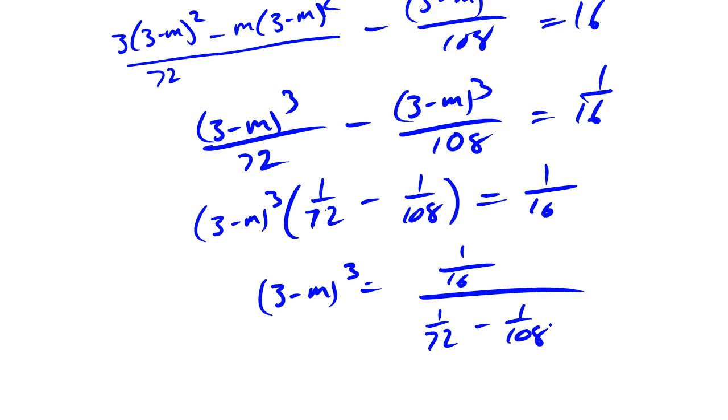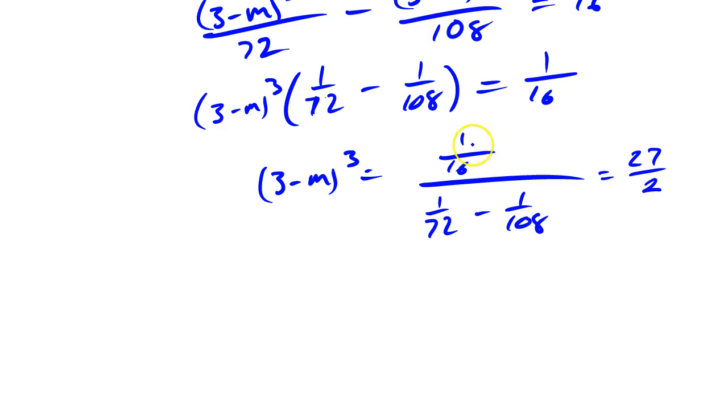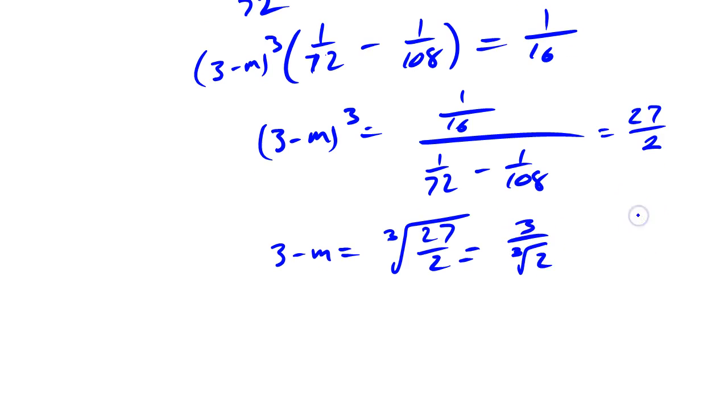I'm going to go to my calculator here and do that. So this is 27 over 2 when you simplify that whole thing. Actually, what I did is I just typed this into my calculator and it told me 13.5. And so that's 13.5, which would be 27 halves. So I'm trying to solve for m, so I can take the cube root of both sides. So 3 minus m is the cube root of 27 over 2. And actually 27 is a perfect cube. That's 3 times 3 times 3. So this would be 3 over the cube root of 2. And then solve for m. So I'm going to add the m and then subtract this. So m equals 3 minus 3 over the cube root of 2.